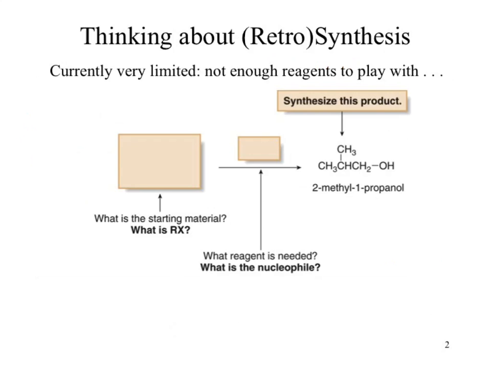So if I want to look at this product and try and decide, how did I make this? What I need to go through and do is identify where's the easiest place to make or break bonds, which is going to be right around where I see those positive and negative charges. Okay? So let's take a look.